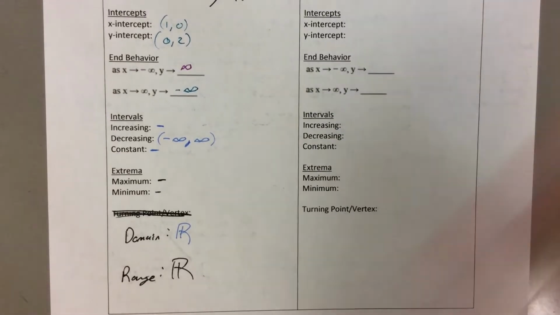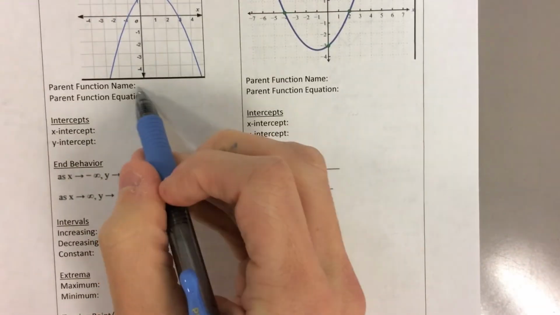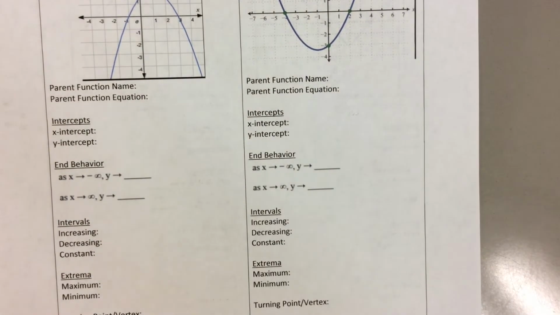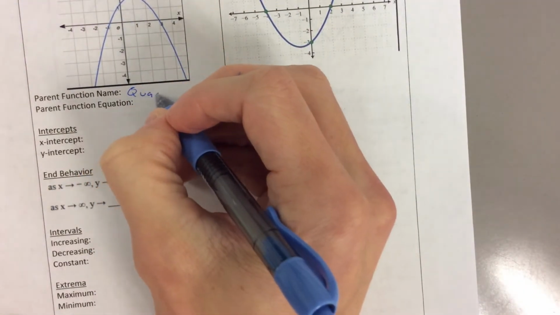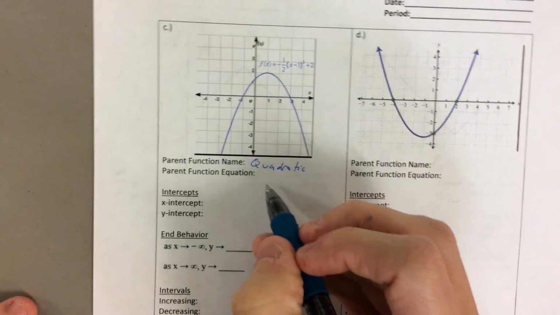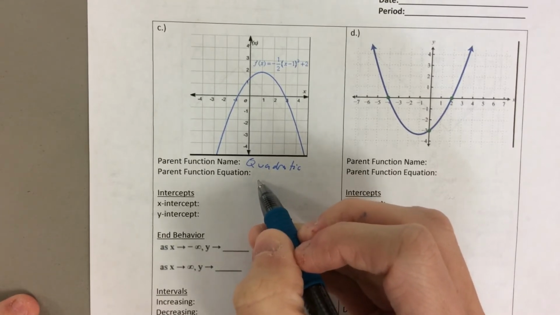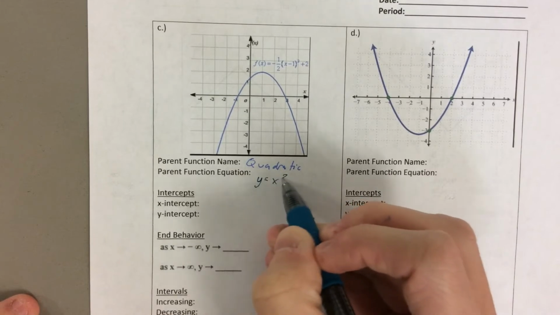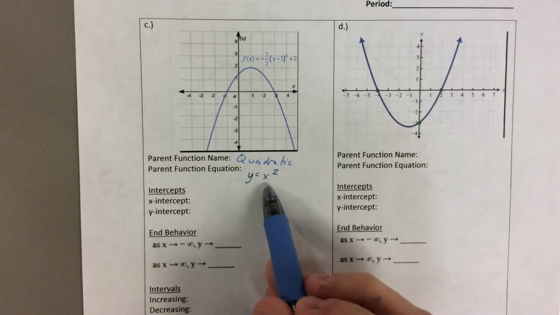All right, good job. Let's do just one more of these and then I'll probably wrap it up. So we got parent function name. Go ahead and put that in there. It's going to be quadratic. Let me straighten this up a little. So we got quadratic. All right. So the parent function equation, what is it? You should have got y equals x squared. Okay. That's the parent function.